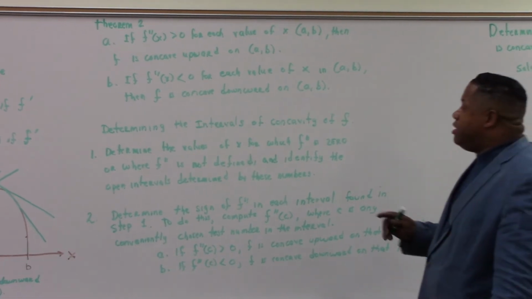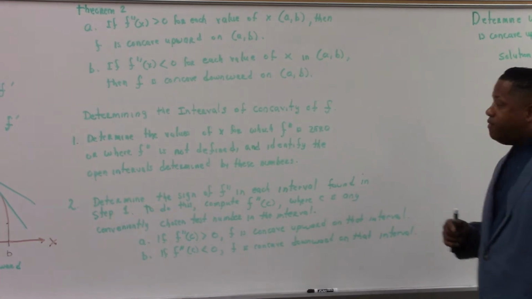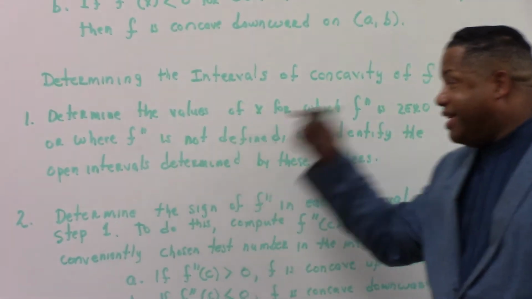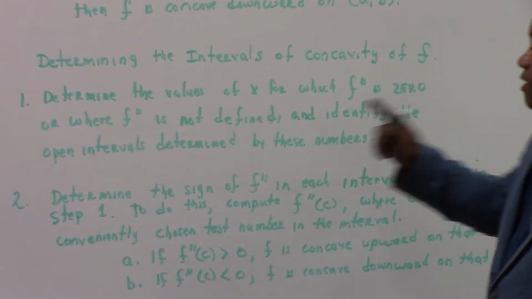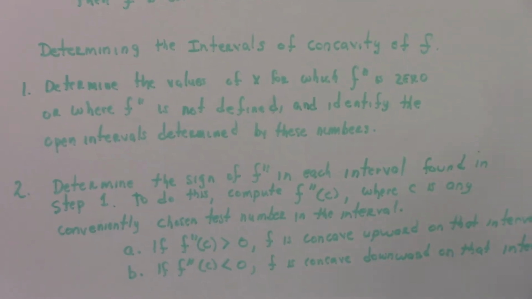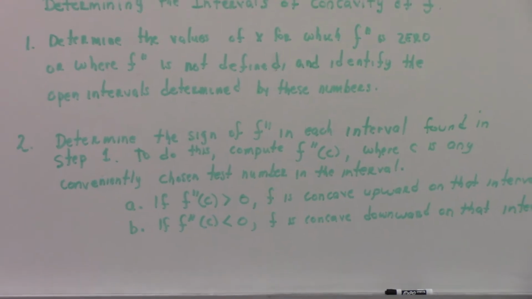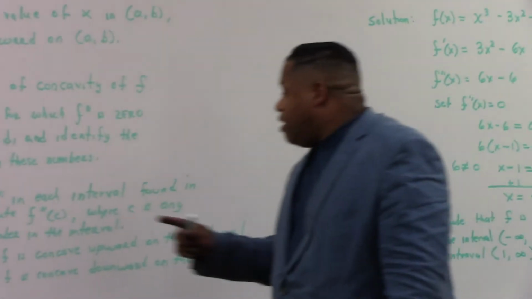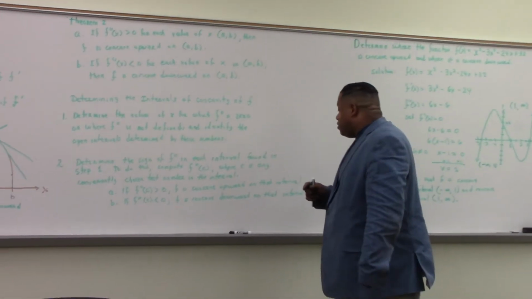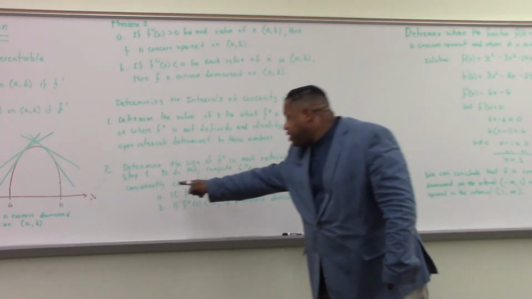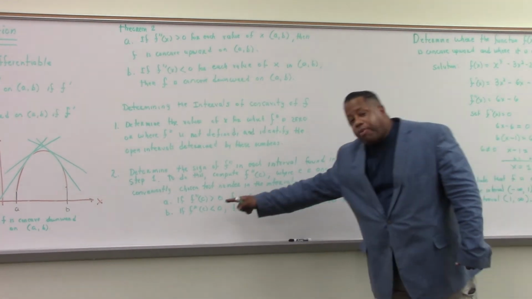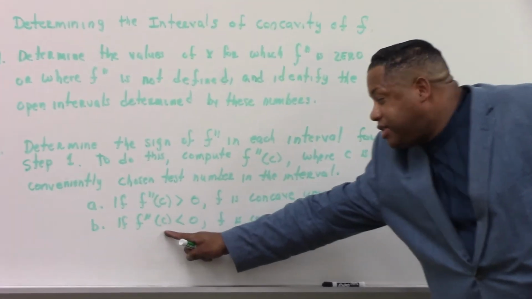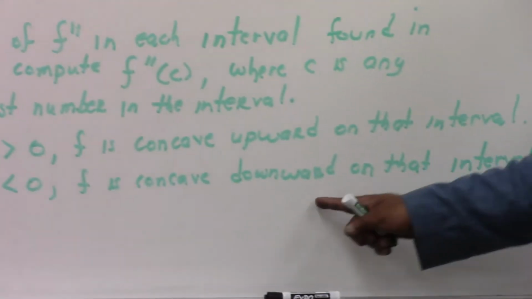Now let's talk about determining the intervals of concavity of function f. Step 1: determine the values of x for which f double prime is 0 or where f double prime is not defined, and identify the open intervals determined by these numbers. Step 2: determine the sign of f double prime in each interval found in step 1. To do this, compute f double prime of c, where c is any conveniently chosen test number in the interval. If f double prime of c is greater than 0, f is concave upward on that interval. If f double prime of c is less than 0, f is concave downward on that interval.